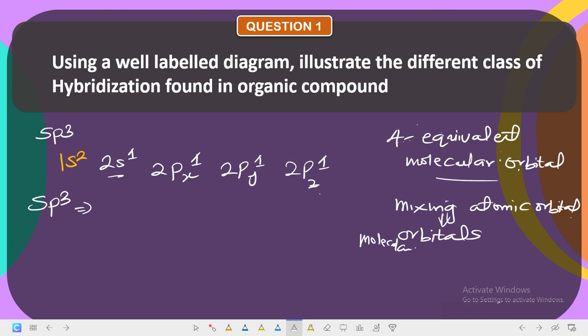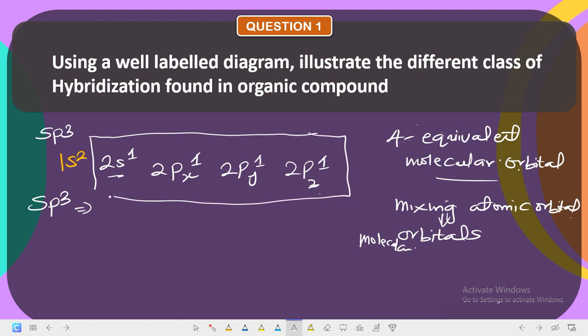Now, in hybridization, the number of atomic orbitals that mix must be equal to the number of molecular orbitals that will be formed. So in this case, like I said, it is only the outer electrons that hybridize, or the outer shell. So we have 1, 2, 3, 4. That means 4 atomic orbitals. So if the 4 atomic orbitals hybridize, what are we expected to have? We expect to have what? 4 molecular orbitals. Is that understood?